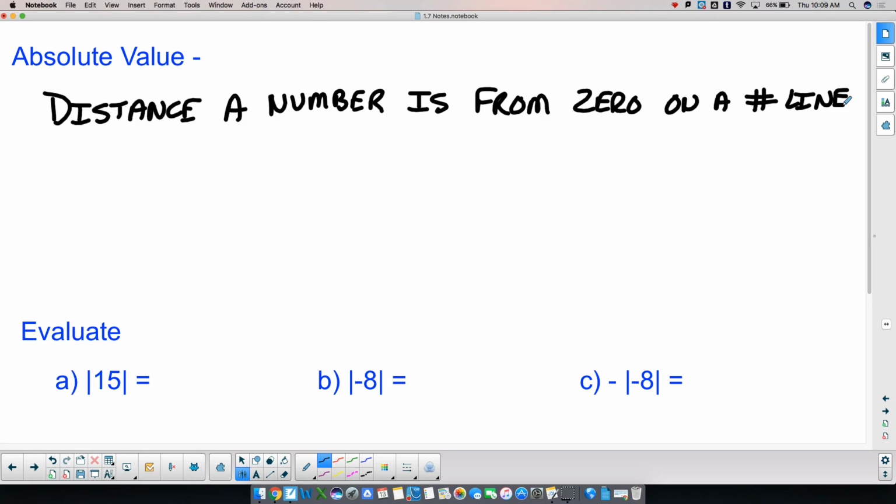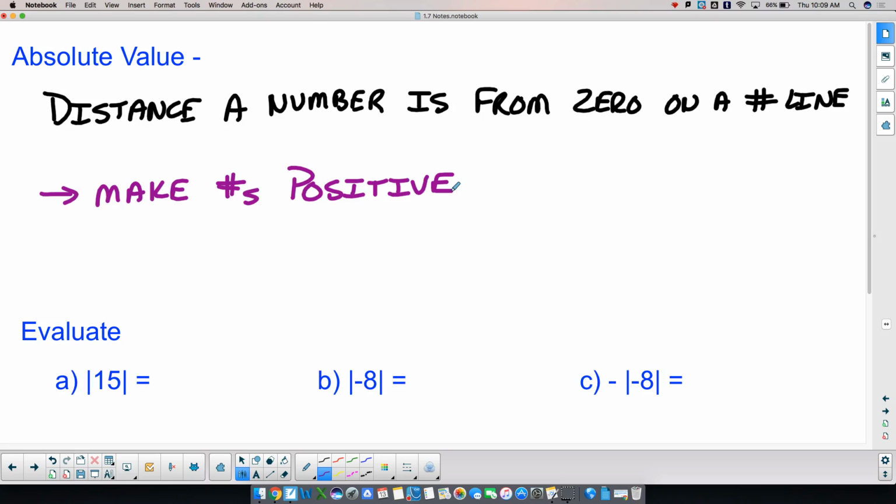What do you got, Sam? So you just basically make the number positive. Okay? So the distance a number is from 0 on the number line is the book's mathematical definition. The way that we use absolute value is we make numbers positive. That's what an absolute value does.